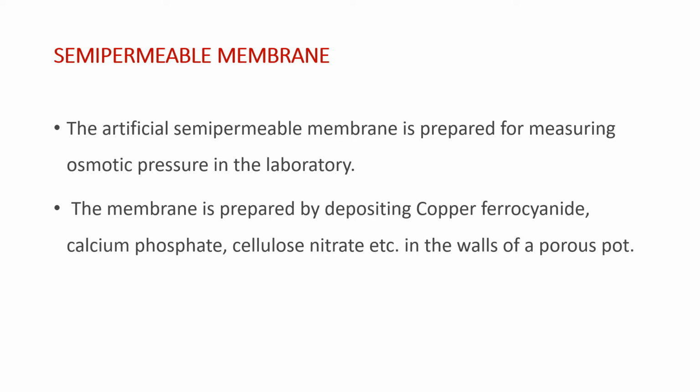Then how will you prepare an artificial semi-permeable membrane? Here the artificial semi-permeable membrane is prepared by depositing copper ferrocyanide, calcium phosphate, cellulose nitrate, etc. in the walls of a porous pot. The artificial semi-permeable membrane is prepared for measuring osmotic pressure in the laboratory.